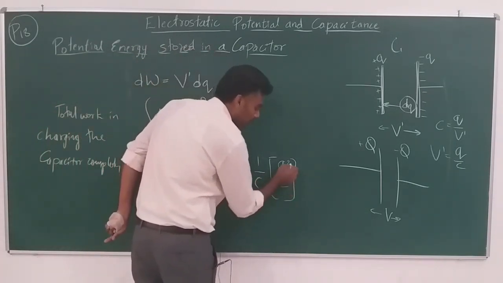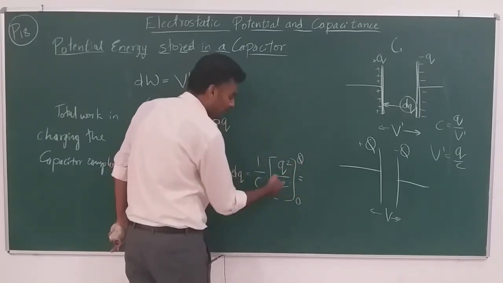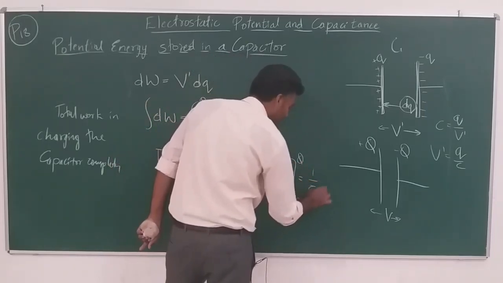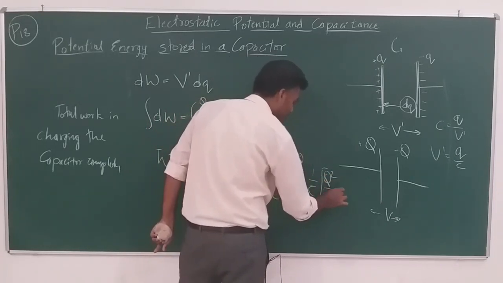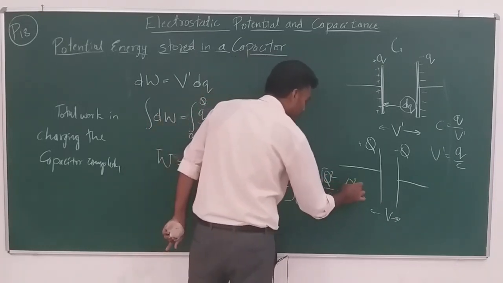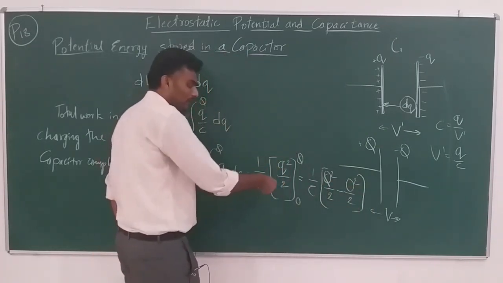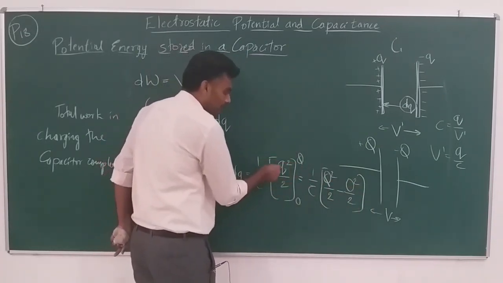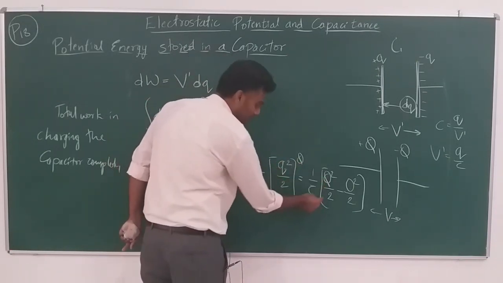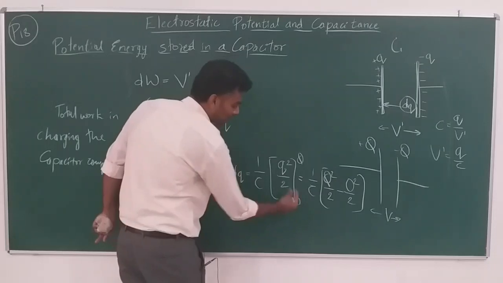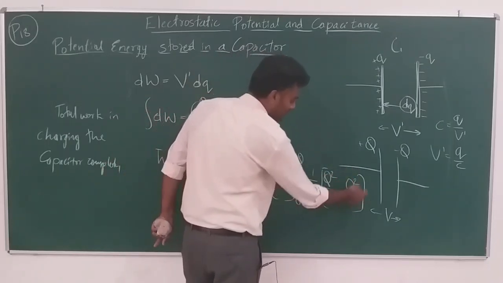Now the limits vary from 0 to capital Q. Apply the upper limit first, then the lower limit. So it's 1 by C into capital Q squared by 2 minus 0 squared by 2. This is how we apply the limits. After integration, in place of the variable comes the upper limit first, Q squared by 2, minus the lower limit, which is 0 squared by 2. This term will be 0.